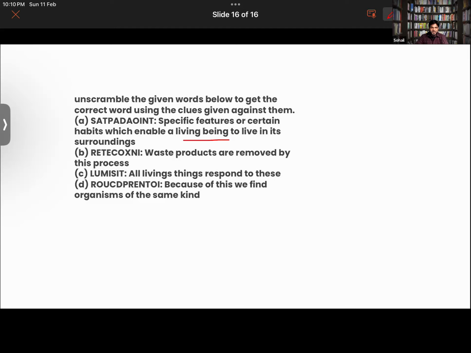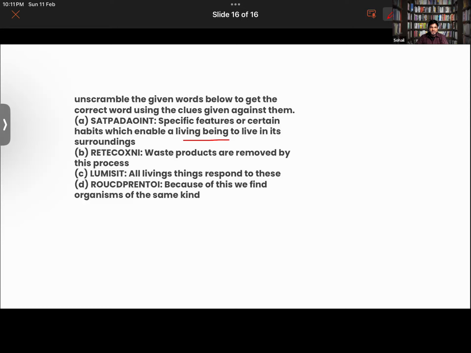The first one, what do you think? Specific features or certain habits which enable a living being to live in its surroundings. For example, a camel is able to live in its habitat because it has some specific features on its body, right? Very broad feet, the body is at a height from the ground. It can drink so many liters of water at the same time. These are some of the features which it has adapted. So this is basically called adaptation. Getting it now?